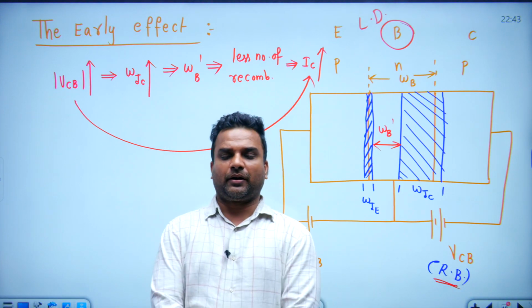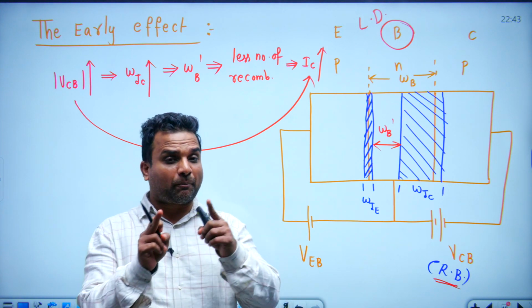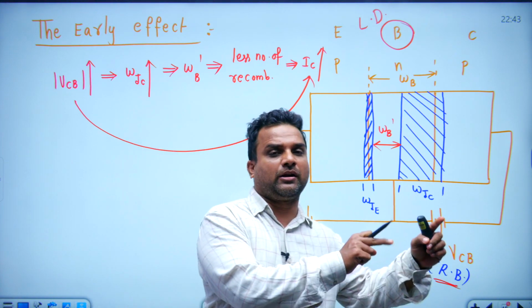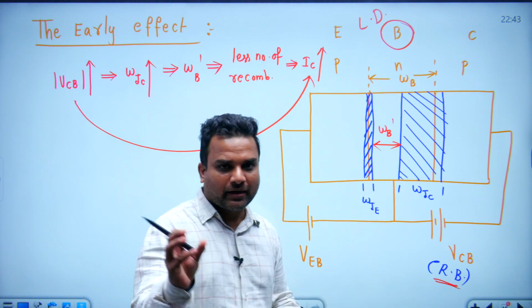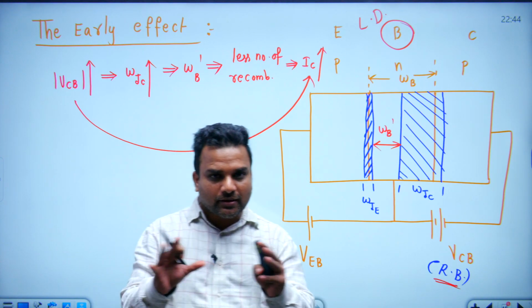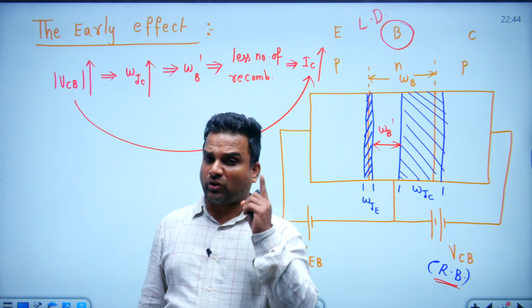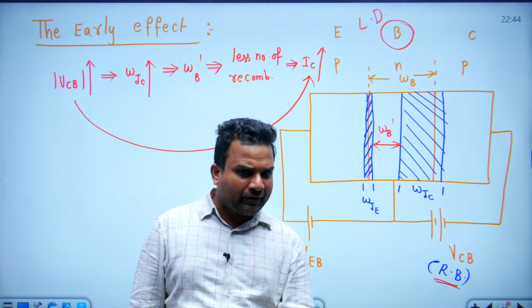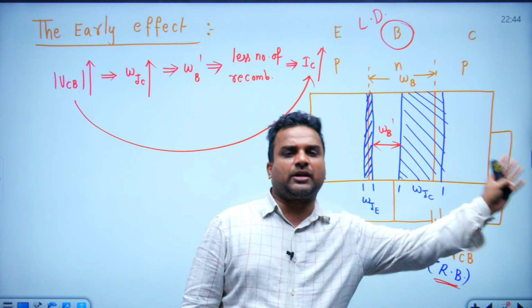Guys, remember here this early effect is also called effective base width modulation, because the effective base width WB dash is decreasing when you are increasing the voltage VCB. This concept is called effective base width modulation. So remember, guys, the early effect is also called effective base width modulation.